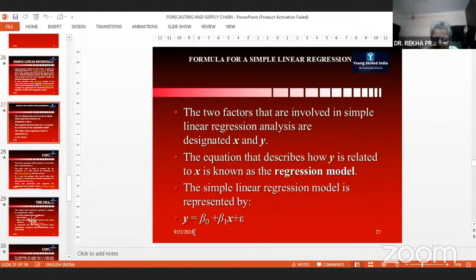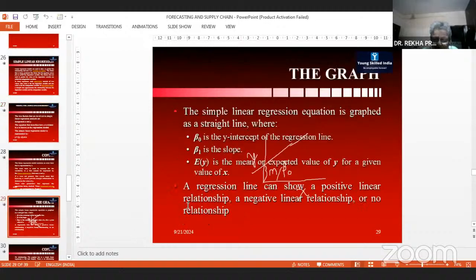So here epsilon is for, if there would not be exactly, some error will be there between the actual and what you have predicted. So that is also taken care of. See, beta 0 is the y-intercept of the regression line, beta 1 is the slope, which is m. I'm talking about m. M is beta 1, and you are adding beta 0, and epsilon is the error.